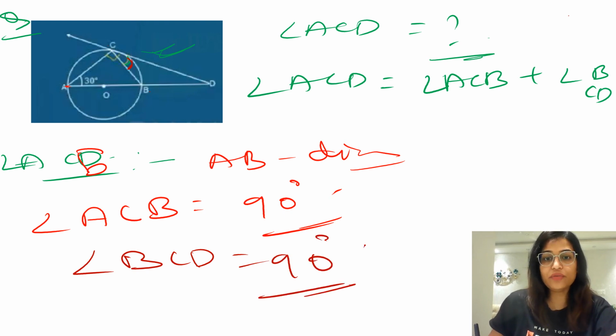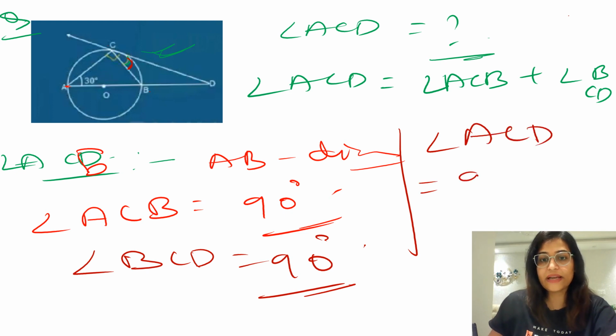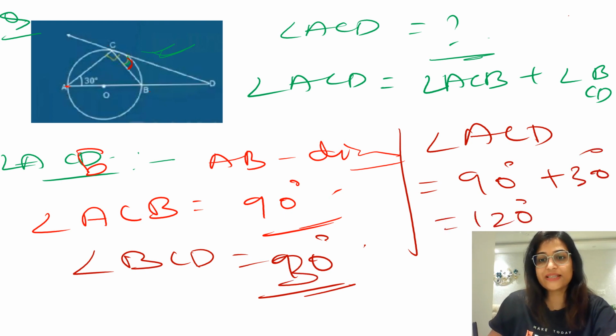Now what we need to find out is the value of angle ACD, that is 90 degrees plus 30 degrees, which is 120 degrees, our required answer.